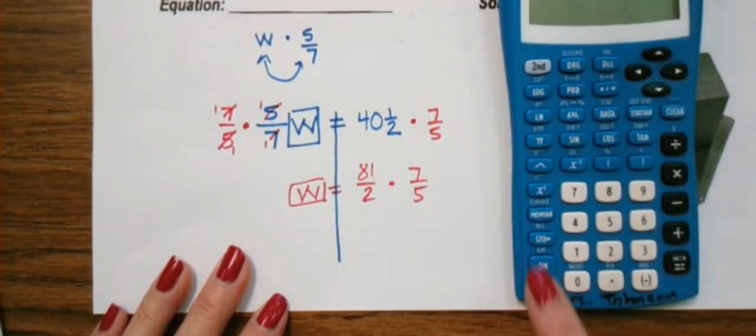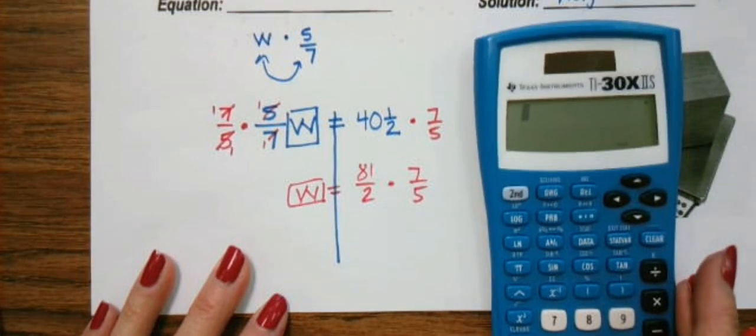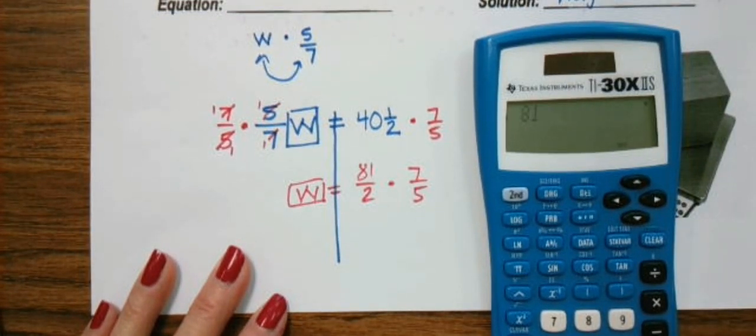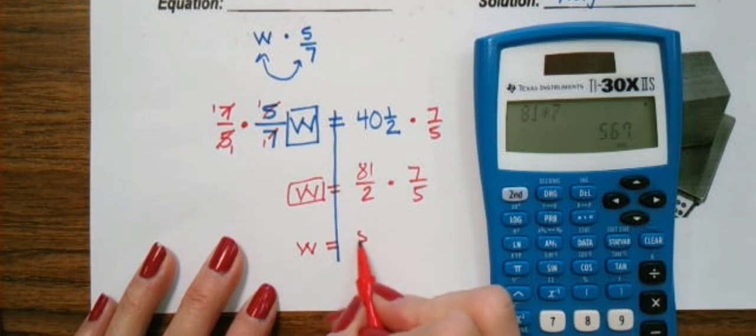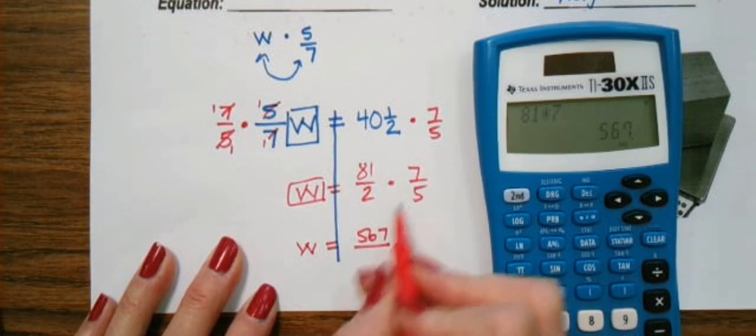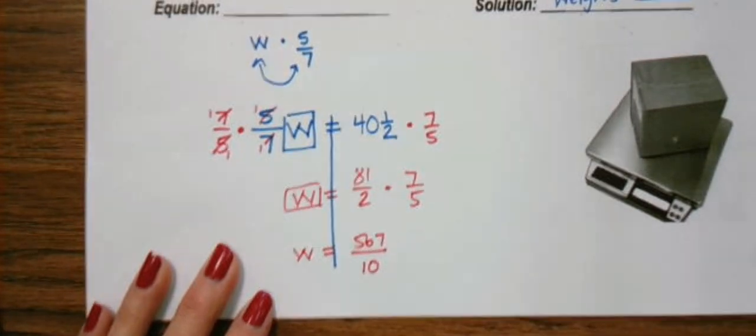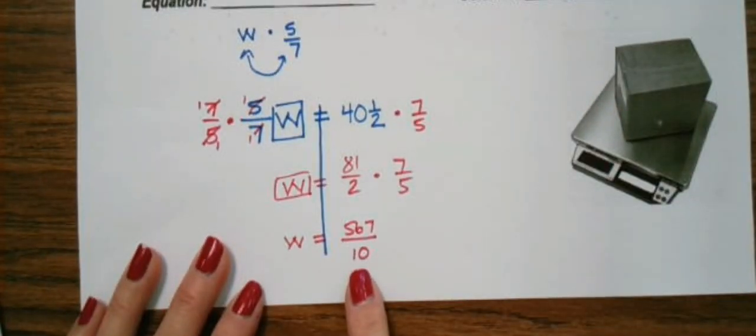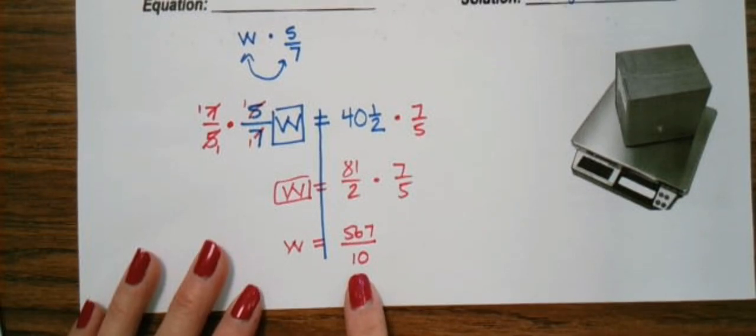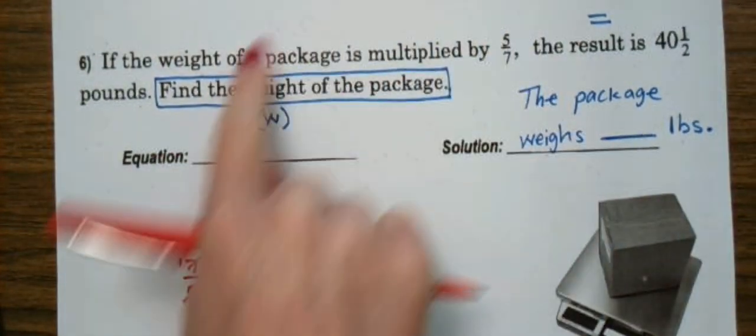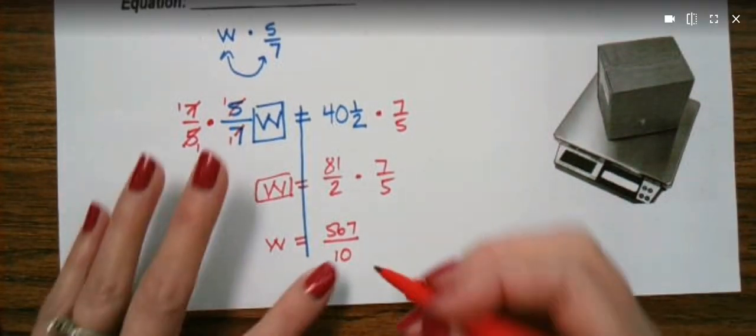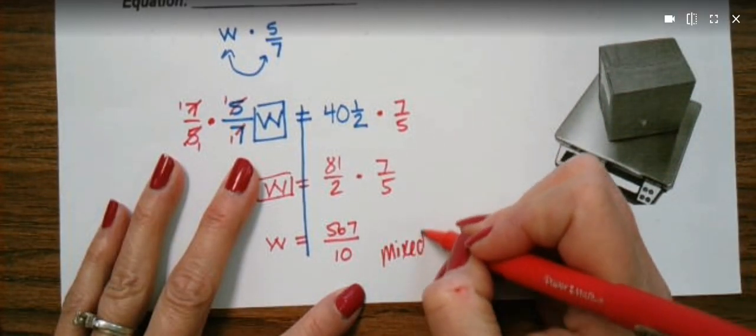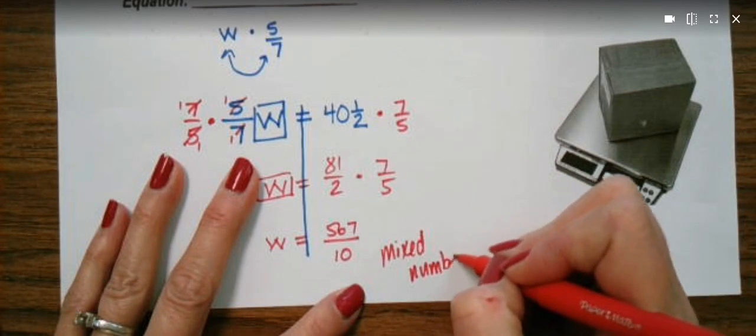So I'm just going to multiply straight across. This is where I'm going to need my calculator a little bit to type in 81 times 7. So W equals 567 in the numerator and 2 times 5 in the denominator. Now, does this make sense? The package weighs 567 tenths pounds. No. Remember that when we have a word problem or a real life situation, we want to make sure our answer is a mixed number because that's going to make a lot more sense.